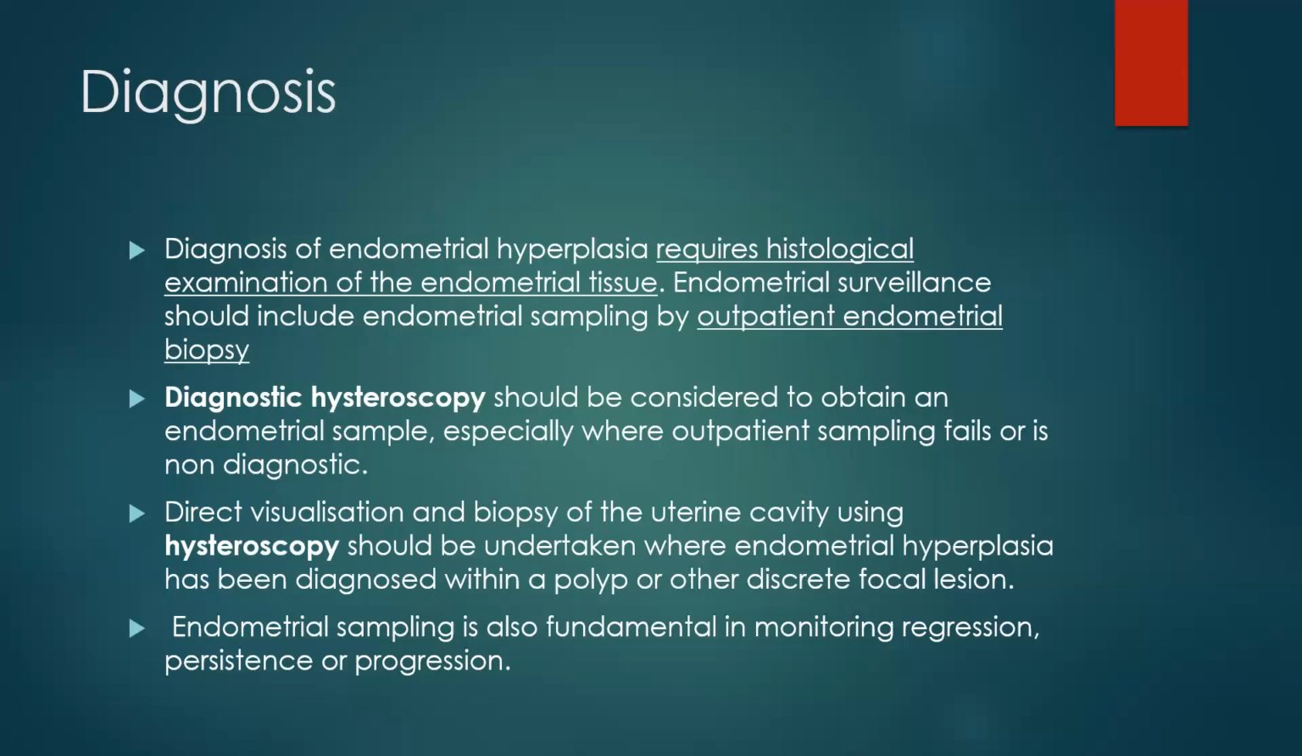Endometrial sampling is also fundamental in monitoring regression, persistence, or progression. So endometrial biopsy is not only important for the diagnosis, but once we have diagnosed endometrial hyperplasia with or without atypia, we treat the patient, and after treatment we repeat the endometrial sampling to see whether the disease has regressed, persisted, or progressed.